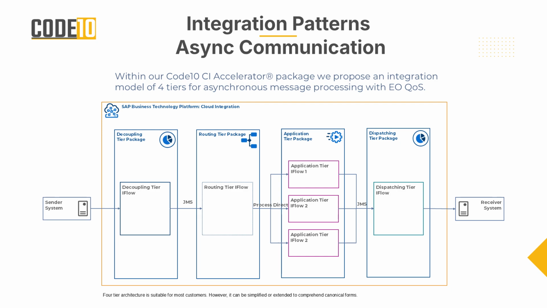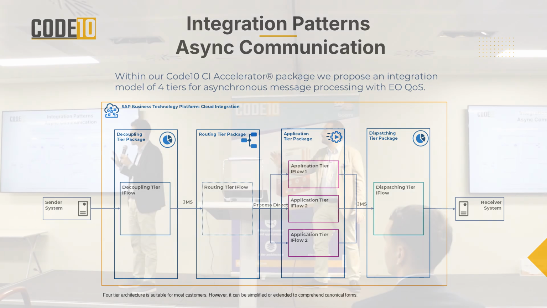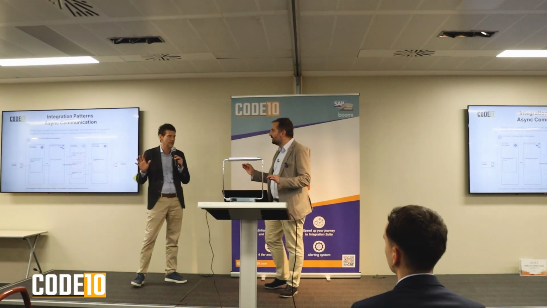The first layer is the decoupling layer, which is basically responsible for receiving the message, like you send it and I'm receiving it, and it's done. This is the whole responsibility.